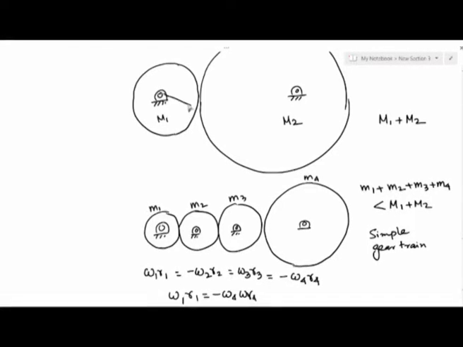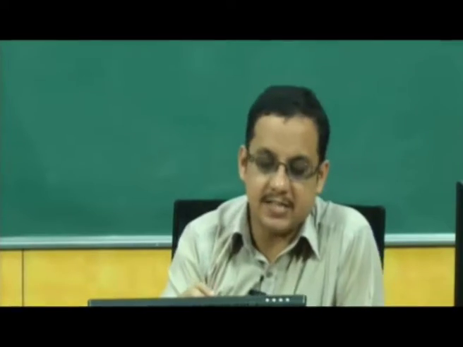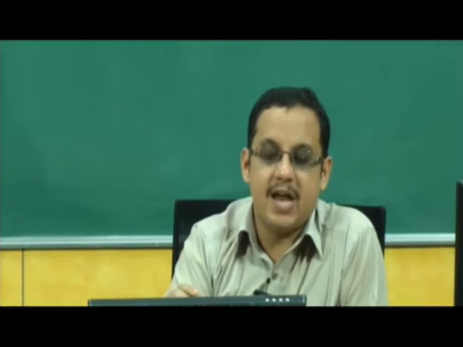Now please note, you could have selected a capital R1 and a capital R4 such that capital R1 plus R4 is equal to R1 plus R2 plus R3 plus R4, and R1 by R4 to be the same as small r1 by small r4. In which case, as far as the kinematics is concerned, or as far as the idealized kinematics is concerned, you would have got the same transmission between the both. The gear pair as well as the gear train would have been identical.